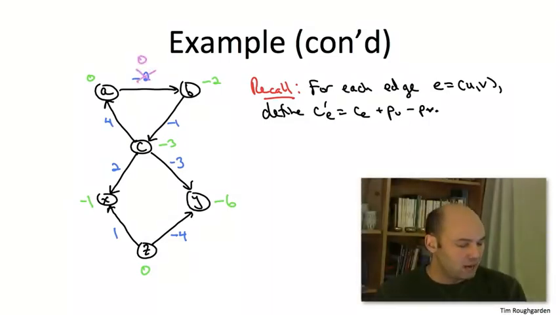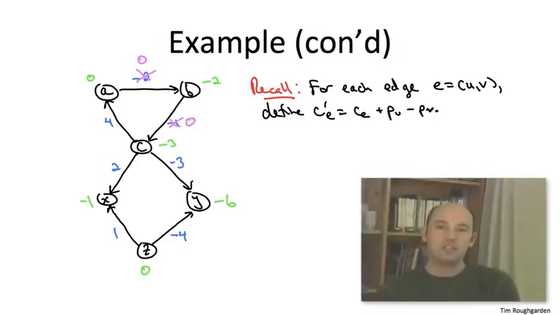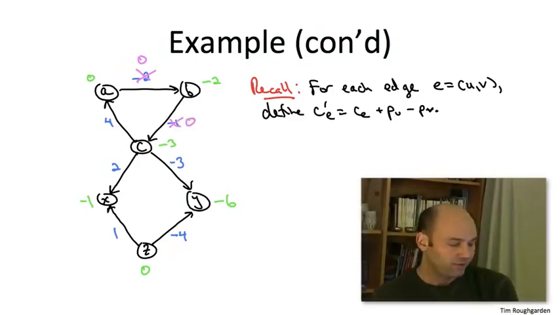Similarly, for the edge B comma C, we take the original length minus 1, we add to it minus 2, and then we subtract minus 3. That is, we add 3. And again, it all cancels out. We get 0 for the new cost of arc B comma C. For the arc C comma A, we take the original length 4, we add minus 3, and we subtract 0. So the arc C comma A has a strictly positive shifted length. It's now 1.